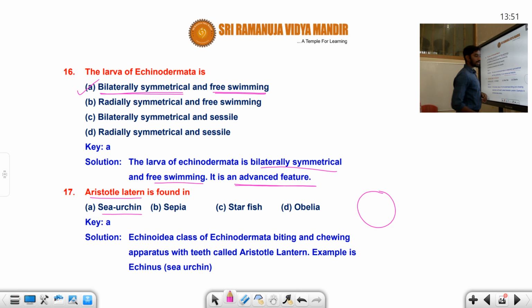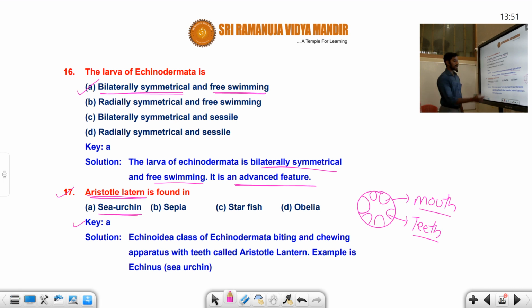This mouth is actually made up of, what is that? Teeth are there now. This is called the teeth, right? So this whole arrangement of teeth is what we call Aristotle's lantern. This type of arrangement we can observe in the sea urchin. Question 17, option A is the correct option.